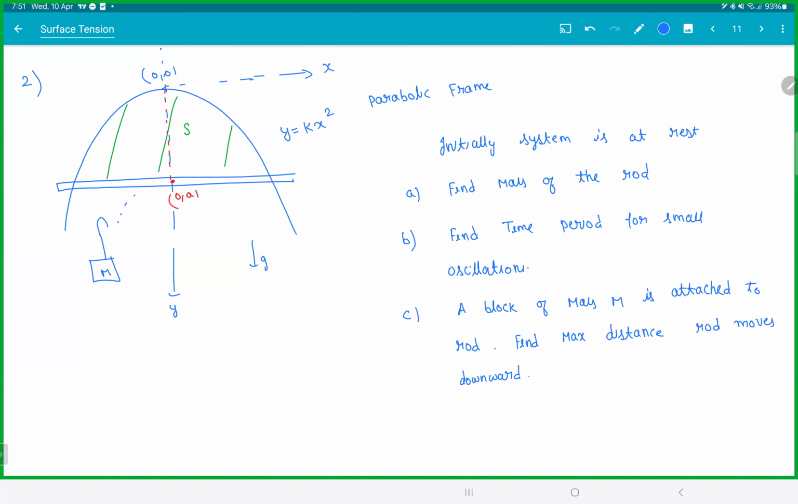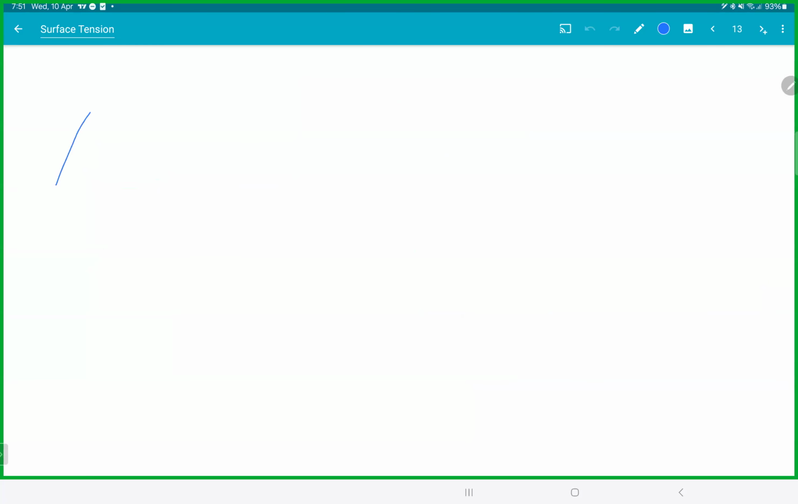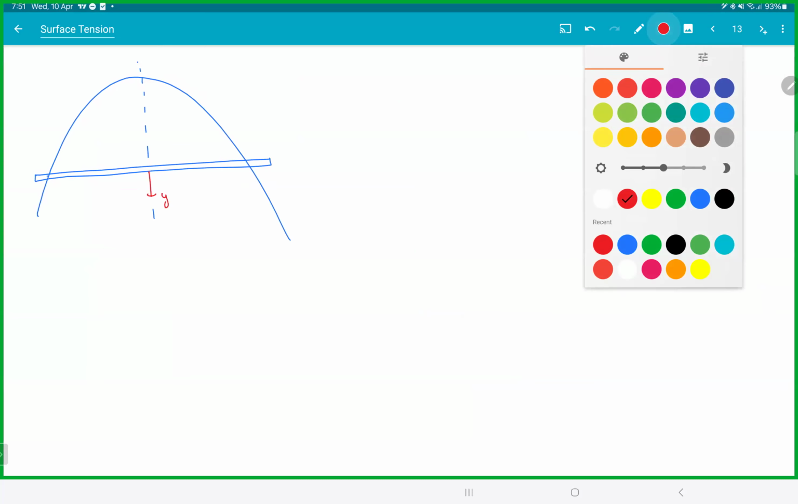Should I help you? 2 pi root 4s by g. I don't know the answer. Let me help you out here. See, remember, what you're interested in is not the actual length of the rod. You're interested in the change in length of the rod. So when the rod is here, let's displace this by y.